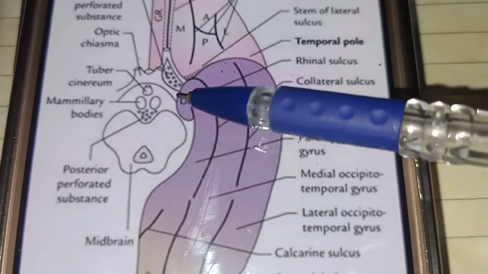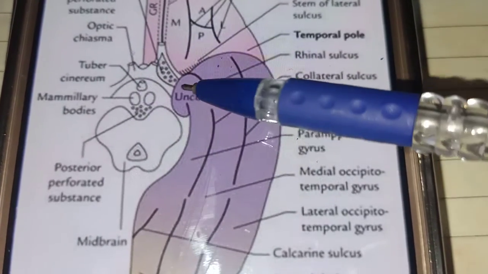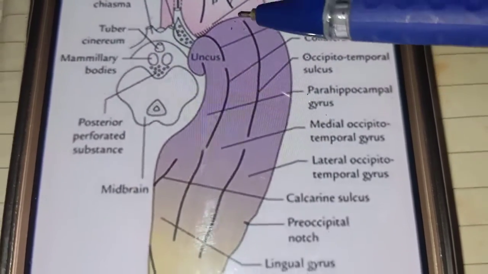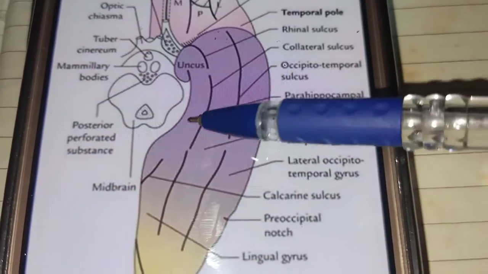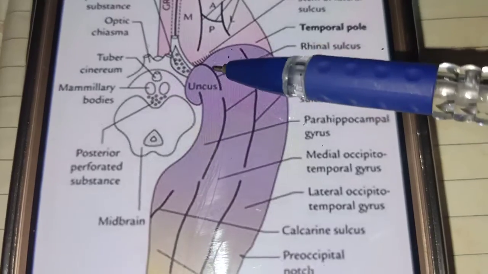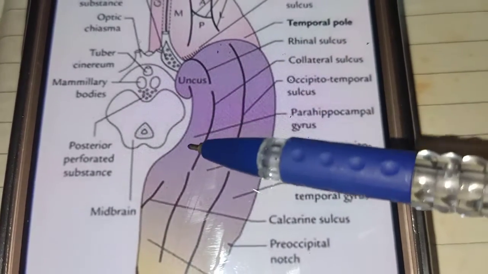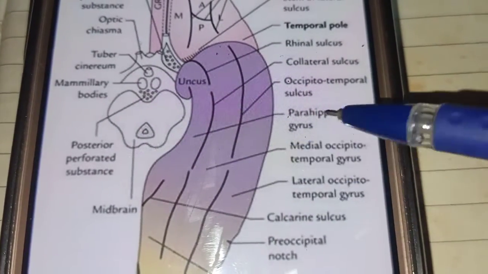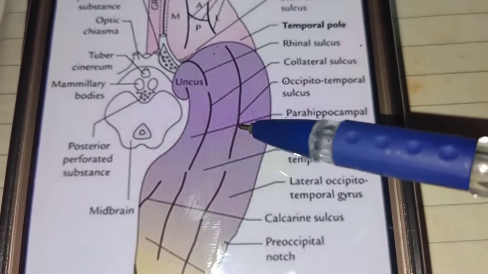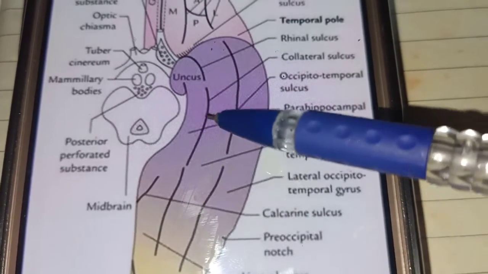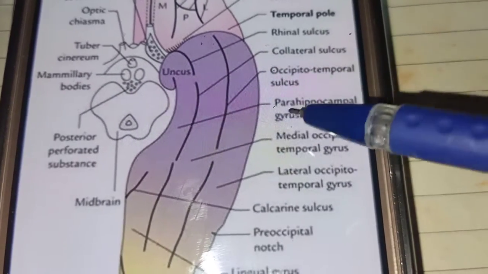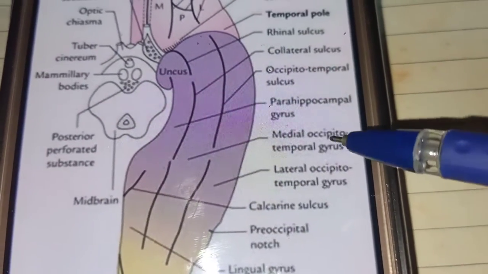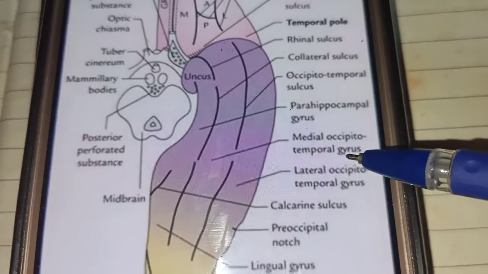Okay. Next, this is the gyrus which is known as the uncus. Next is the parahippocampal gyrus. So this is the rhinal sulcus, uncus, and the most medially, the parahippocampal gyrus, which would be medial to the collateral sulcus, and lateral to the collateral sulcus would be the medial occipitotemporal gyrus.